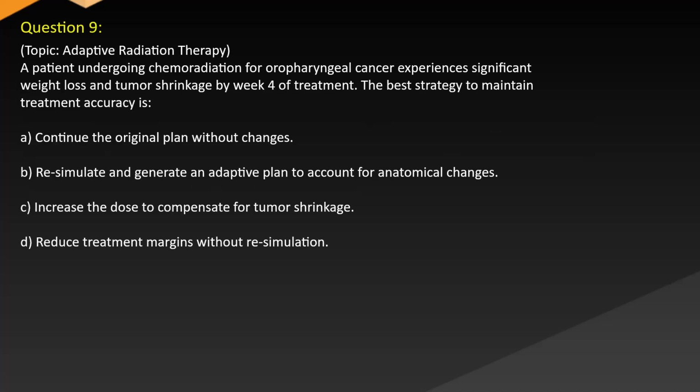Question 9. Topic: Adaptive radiation therapy. A patient undergoing chemoradiation for oropharyngeal cancer experiences significant weight loss and tumor shrinkage by week 4 of treatment. The best strategy to maintain treatment accuracy is: A. Continue the original plan without changes. B. Resimulate and generate an adaptive plan to account for anatomical changes. C. Increase the dose to compensate for tumor shrinkage. D. Reduce treatment margins without resimulation.